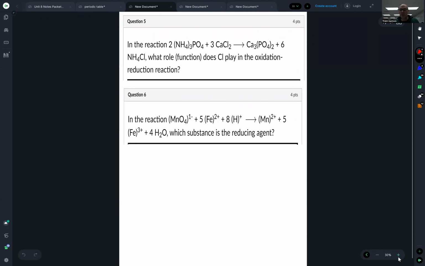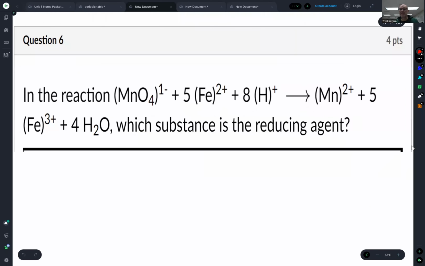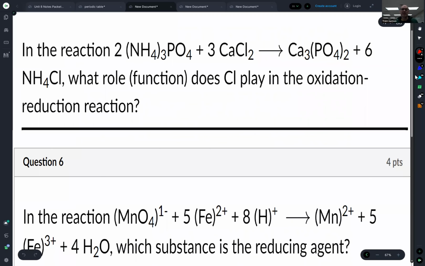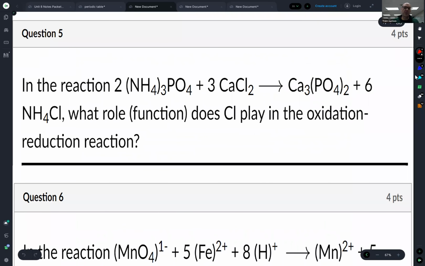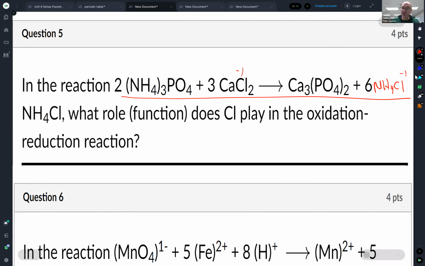Let's jump to question number 5. In this one, what role does chlorine play? Well, we don't know until we start figuring it out. Oh, and it's unfortunate that this one got cut off the way it did. It needs to be on its own line. This whole thing needs to be on its own line. Anyway, the chlorine over here has a -1 charge, and over here, again, a -1. So it did not change its charge.